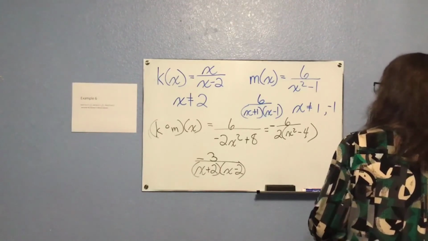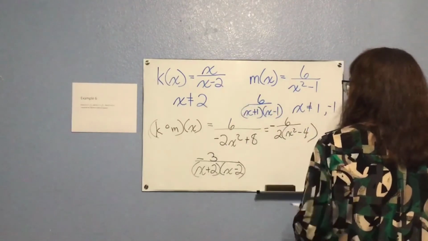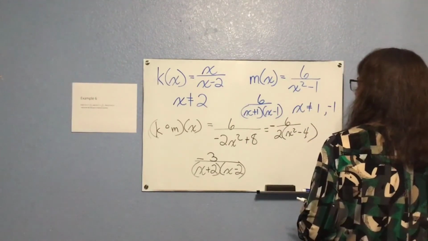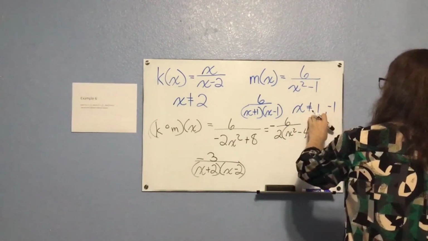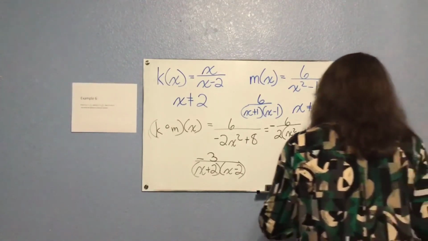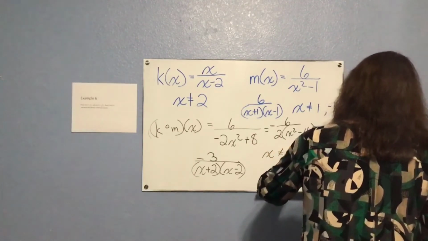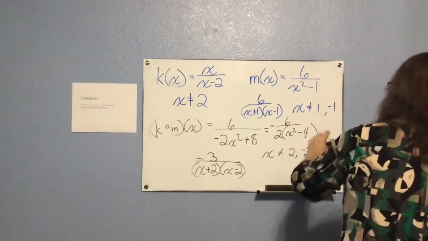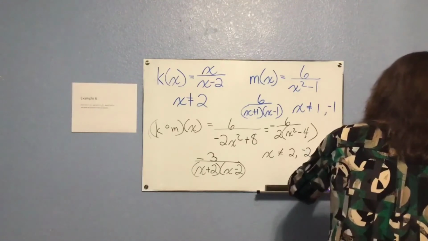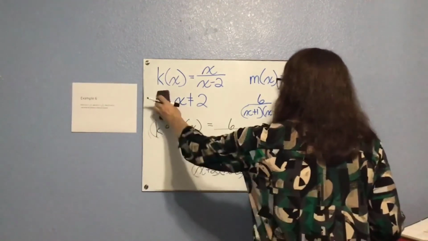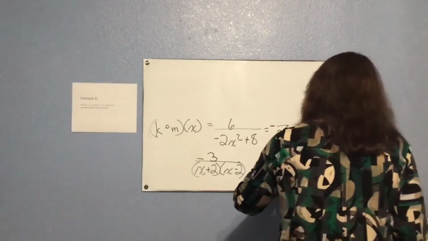But I still have to have, since I put m of x in the place of the x here, I still have to have these two restrictions as well. So my restrictions are x must not equal 2 or negative 2, but also x cannot equal 1 or negative 1. So when I write this in interval notation, it's going to be a little bit lengthy.